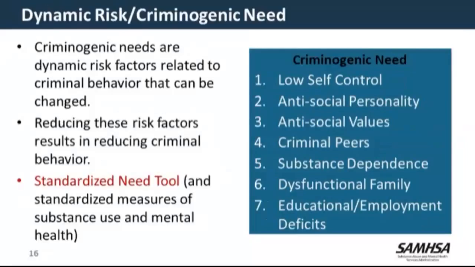What is changeable is the needs. And needs here refers to dynamic risk factors that are related to criminal behavior that can be changed, and that through effective treatment interventions and the activities of a problem-solving court, we can actually make great headway. Here we want to deal with issues like low self-control, antisocial personalities, antisocial values, criminal peers, substance dependence, dysfunctional family, and the deficits that people bring in terms of their education and employment backgrounds.